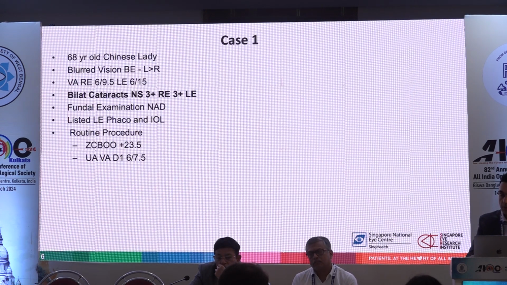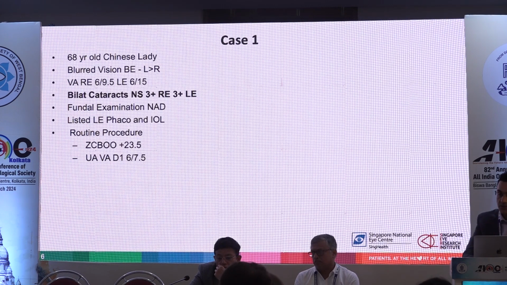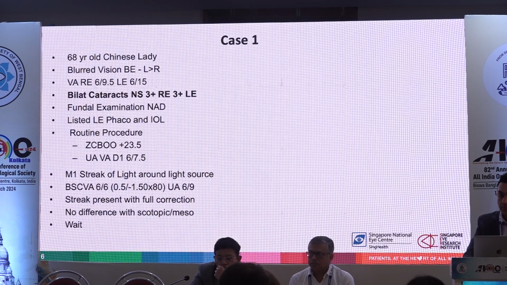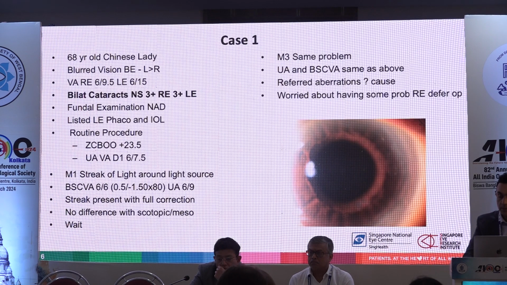I'll show you an example of a patient that was sent to me, a 68-year-old Chinese lady with bilateral cataracts and a normal fundal examination, who had routine cataract surgery with a pretty good visual acuity outcome. At 1 month post-op, she noticed a streak of light around the individual light zone. Unaided vision was not too bad, best corrected vision very good. The streak was still present with full correction and no difference in scotopic or mesopic conditions, and she was told to wait. 3 months later, she came back to the same doctor with the same complaint.